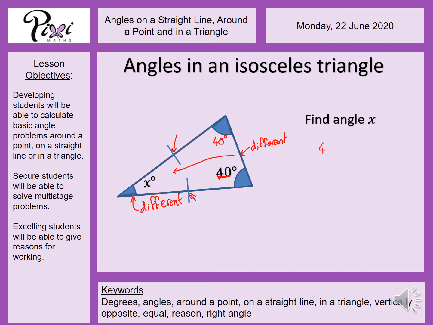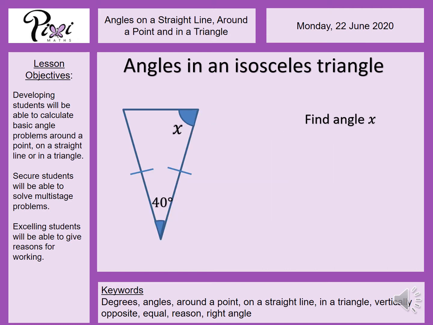So we can do 40 plus x equals 180. So we can add 40 and 40, so we've got 80 plus x equals 180. So from there we can do 180 minus 80 equals 100. So we've worked out x equals 100 degrees. So we've worked out our missing angle now. So you can see, if we notice an isosceles, we can work out some angles from this. So we're going to do another couple of examples.